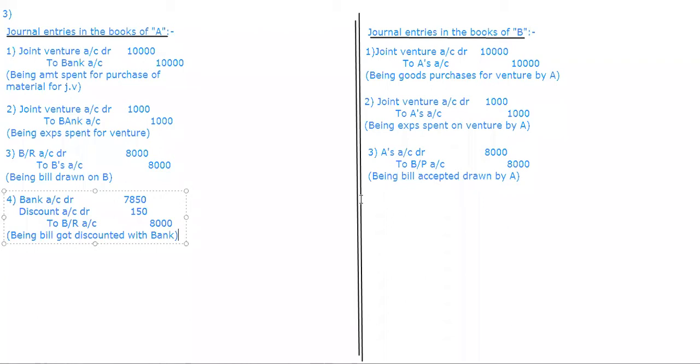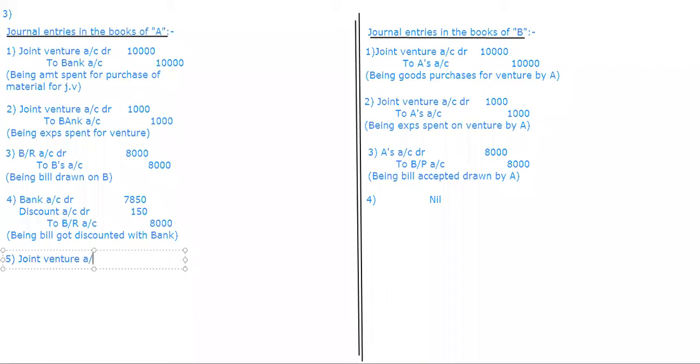But what about here in this one? Never ever did A get discounted, no? So how does B know whether he got discounted or not? So that's why the entry will be nil here. He will not be bothered about it. But one extra entry will be added in this one. What is that fifth entry?